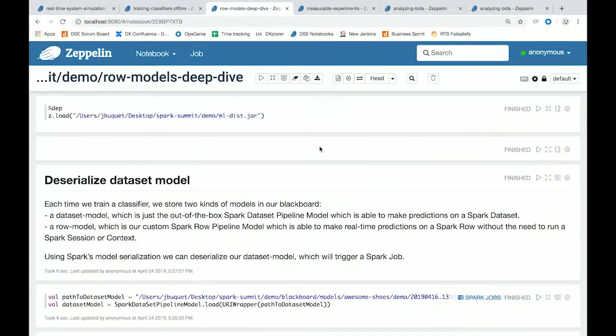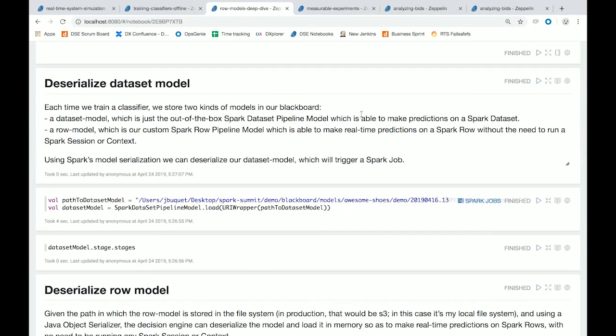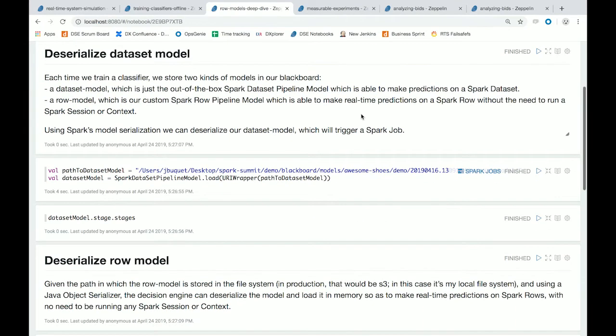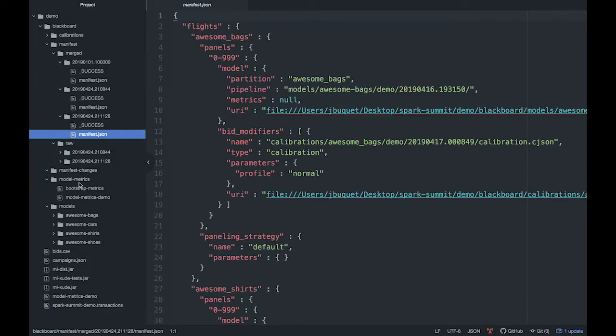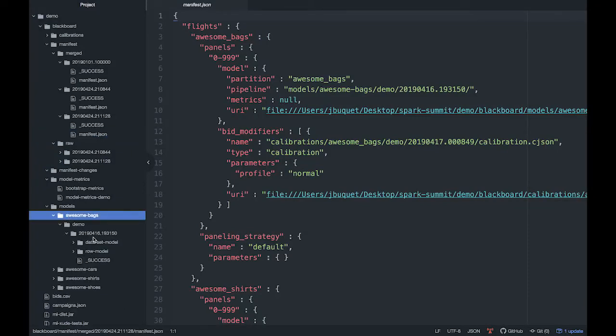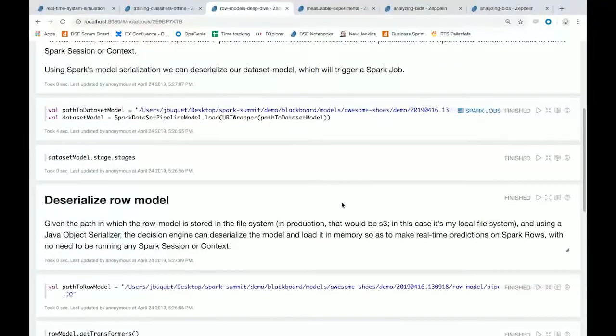What's happening there, as Maximo mentioned, is that we have these raw models instead of our dataset pipeline models, which are the things that Spark generates each time that we feed a pipeline. Each time that we feed a model, you can see that we store in our Blackboard two serialized things. One is the dataset model, which is what Spark generates, and the other is the raw model, which is what our real-time decision engine loads for making real-time decisions.